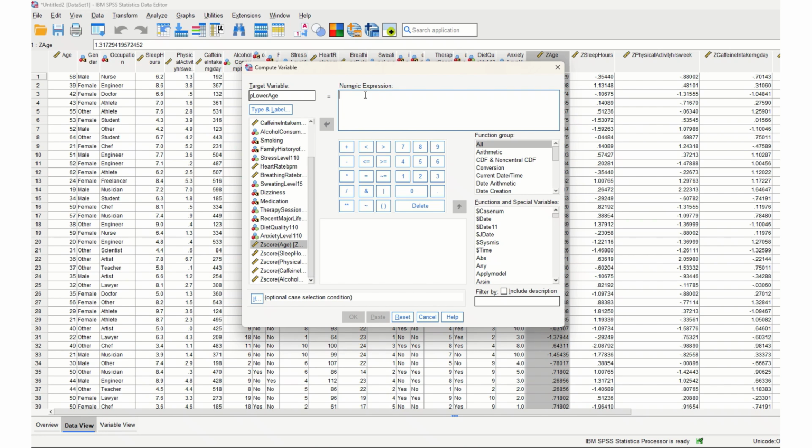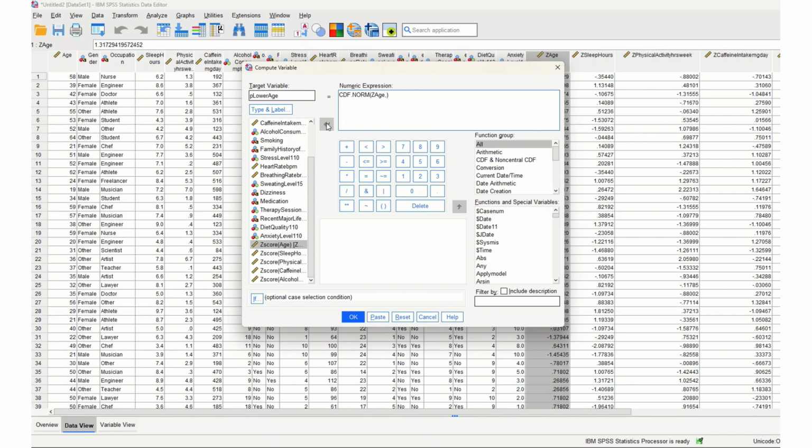Now, there's a function that we need to use. It is CDF dot NORM, CDF norm. We're going to give it parentheses, and then we're going to give it the name of the column that we want it to calculate the CDF, or cumulative distribution function, for. And that's z-score age. Now we need to tell CDF a few other things.